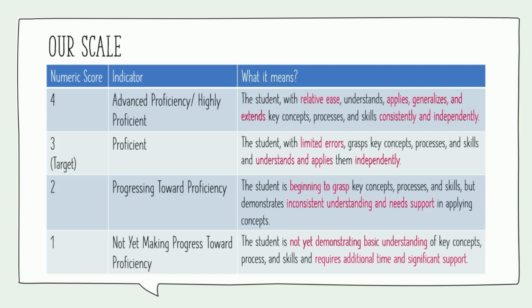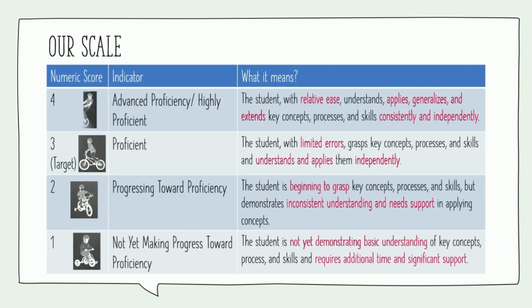I find this analogy helpful. If proficient is riding a 2-wheel bike, then needing training wheels or the balancing help of an adult is progressing toward proficiency. Needing a 3rd wheel all of the time isn't demonstrating progress toward riding a 2-wheeler. And being able to perform some cool stunts is showing advanced proficiency.